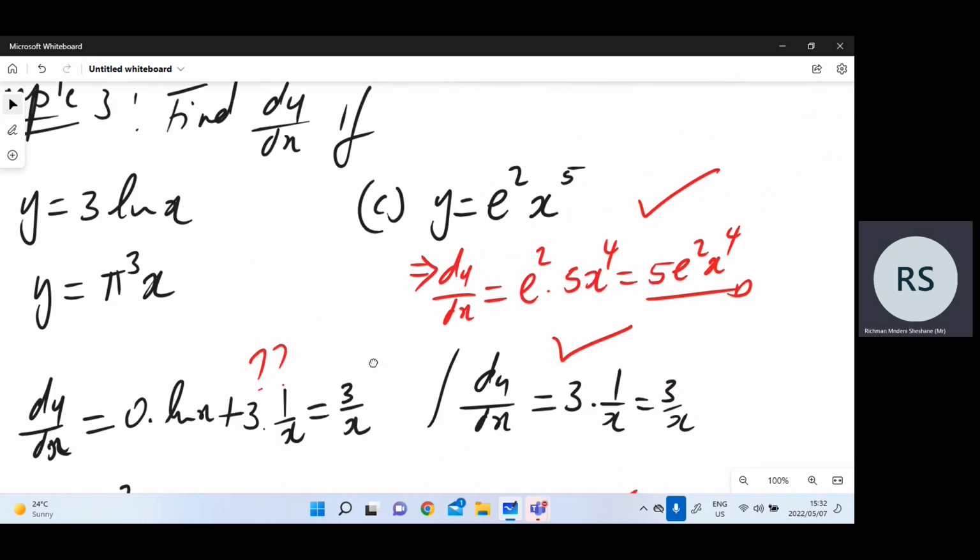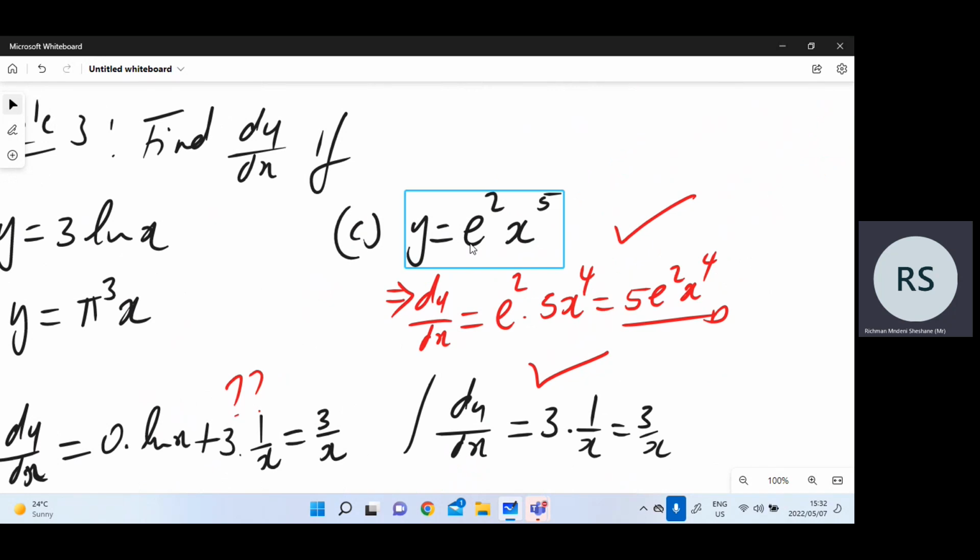And for C, again you're given this function. Again, you notice e to the 2, it's a constant. So you can leave the constant, e to the 2, and go straight and derive your function. x to the power of 5, the power rule: take 5 down, from 5 minus 1. And then the next step was just simplification. So I start with 5 e squared x to the power of 4.